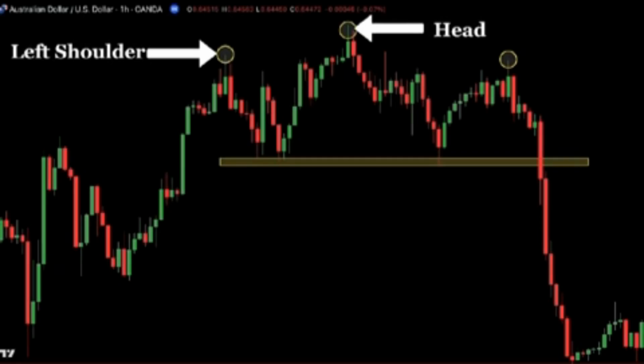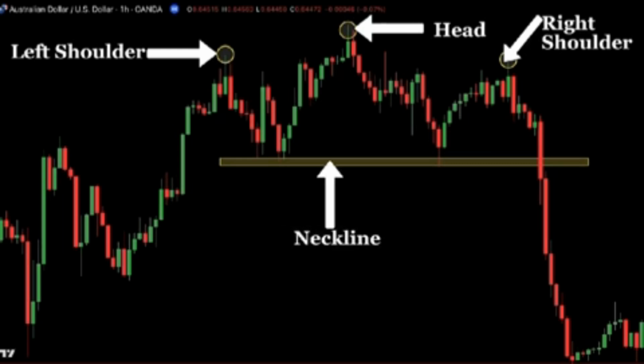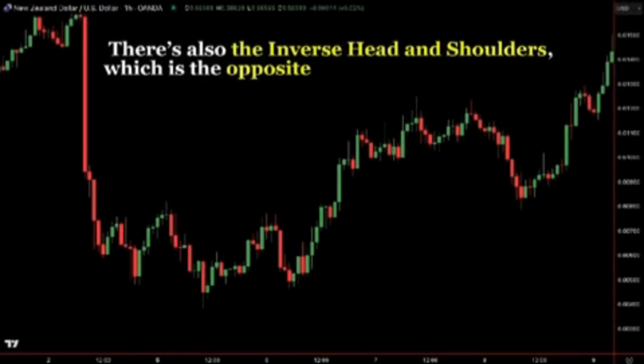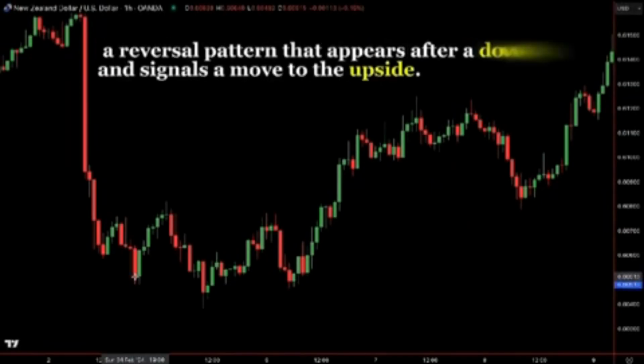The key level in this pattern is the neckline, which connects the lows of the left shoulder and right shoulder. When price breaks below the neckline, it confirms the pattern and signals that sellers are taking control. There is also the inverse head and shoulders, which is the opposite, a reversal pattern that appears after a downtrend and signals a move to the upside. The head and shoulders pattern is easy to recognize and helps traders spot potential market reversals early.